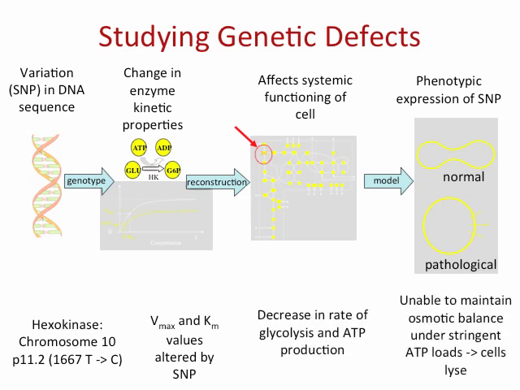Here is one specific example of such a mutation indicated at the bottom. So we have a particular mutation there in position 1667 from T to a C, and that changes the kinetic properties of hexokinase, and that leads to reduced glycolytic flux and ability to make ATP, and cells that have that variation in the hexokinase have an impaired ability to deal with osmotic stress.